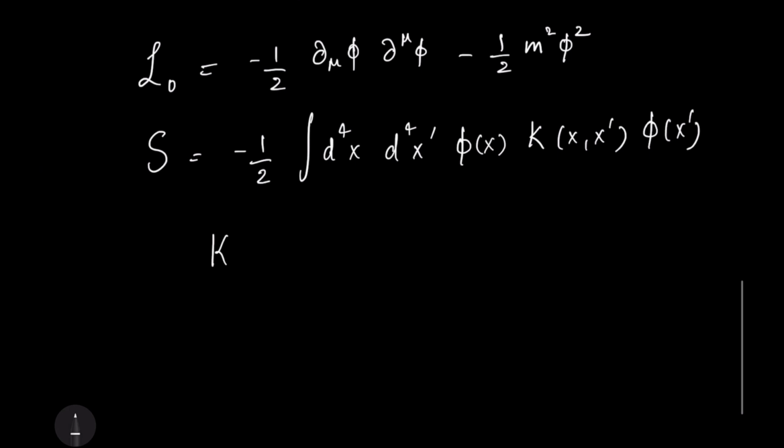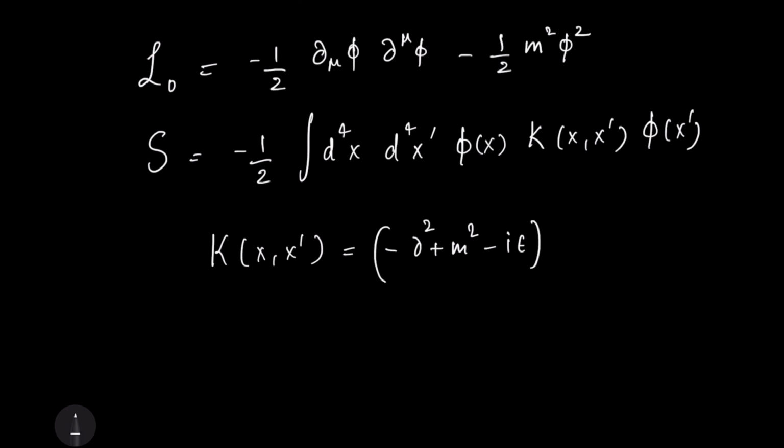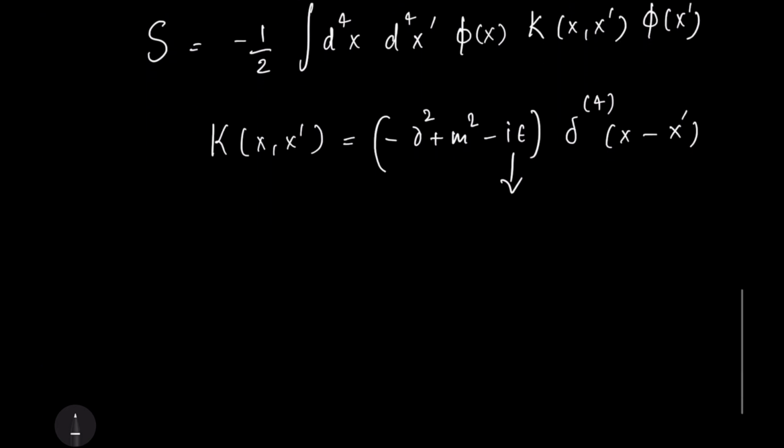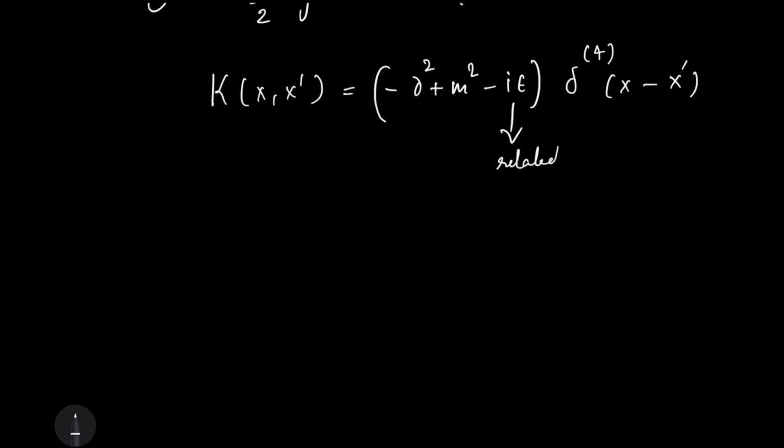We have seen that in quantum mechanics it was K t t prime. So here K x x prime is equal to minus partial squared plus m squared minus i epsilon times the Dirac delta of x minus x prime. Here this epsilon is related to the epsilon prescription as discussed before.